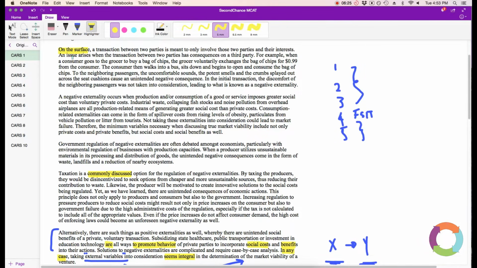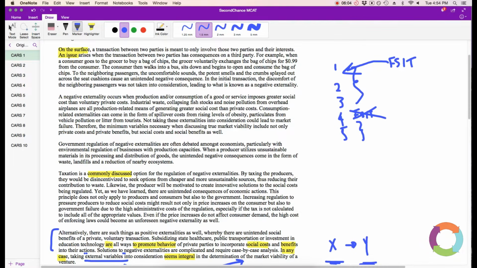Because it says on the surface. So an issue arises, here we go. An issue arises when the transaction between two parties has consequences on a third party. So that's basically, I was wrong already. The first shift in tone is not in paragraph 4. It's almost in the second sentence. So that was wrong. Excellent.